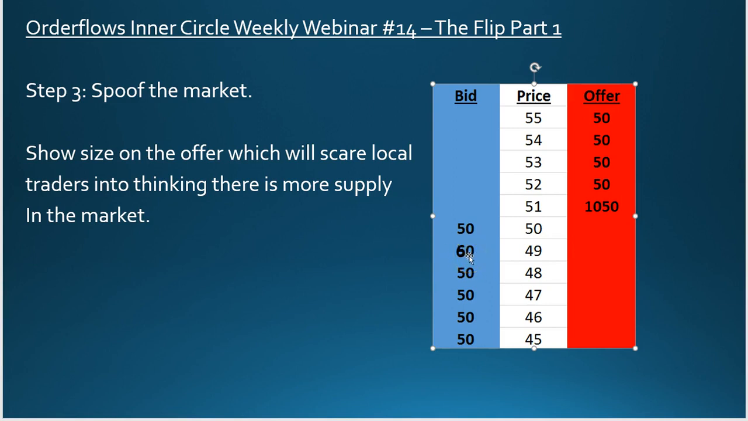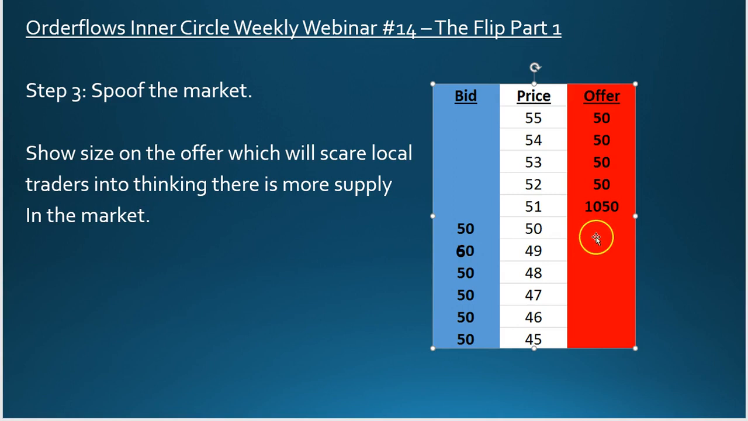You're trying to buy here at 49. So what you do, you throw in an offer here at 51 to give the impression that there's a lot of supply in the market. So what traders will see now on their order book is, hey, there's a big seller up here. There's supply in the market.